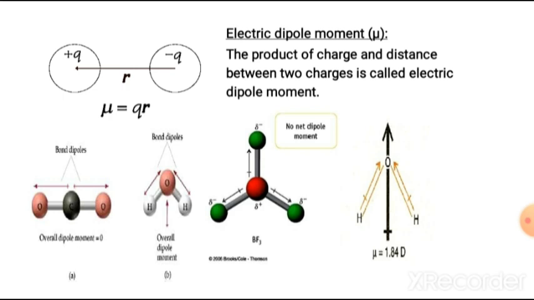Now we discuss the electric dipole moment. The product of charge and the distance between two charges is called the electric dipole moment. Here in the diagram, plus q and minus q are the charges and the distance between them is r. Mu, the electric dipole moment, is equal to q into r. Let us see an example. The BF3 molecule has dipole moment 0 and the H2O molecule has 1.84 debye. Its units are debye or coulomb meter.